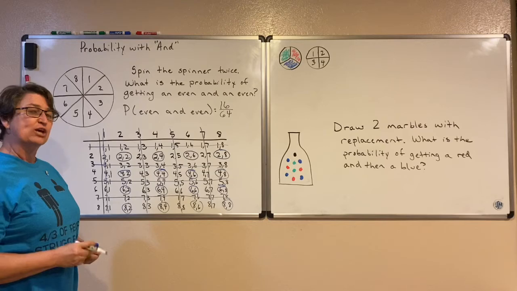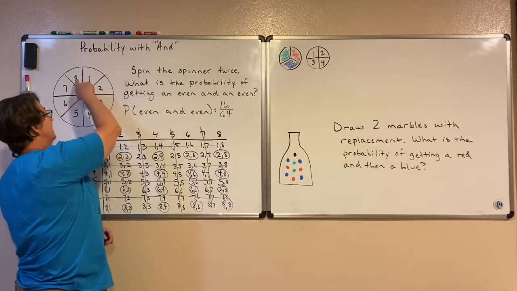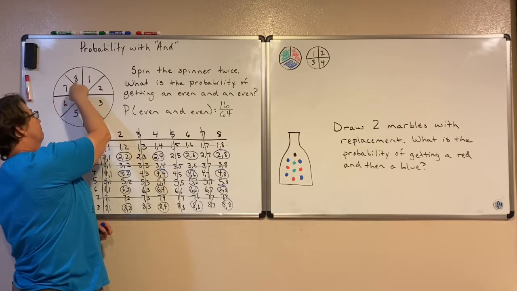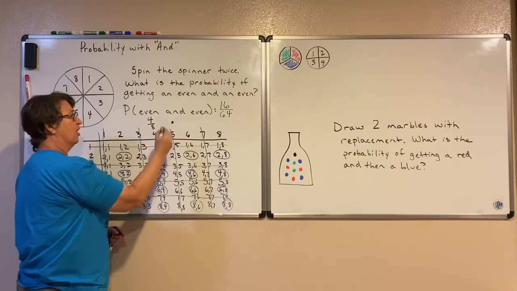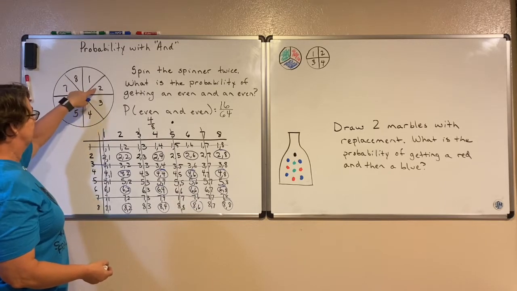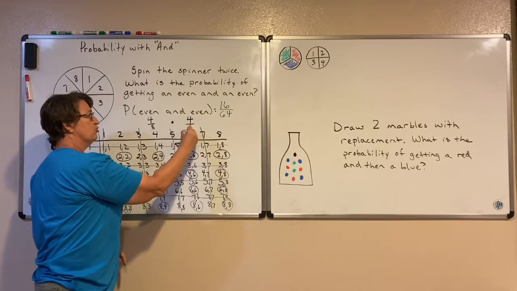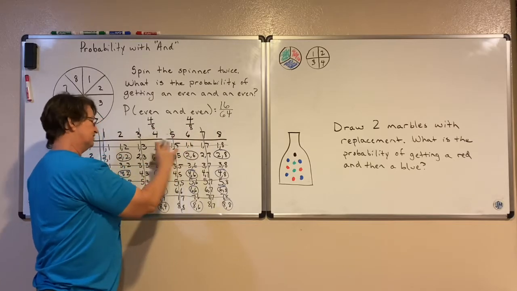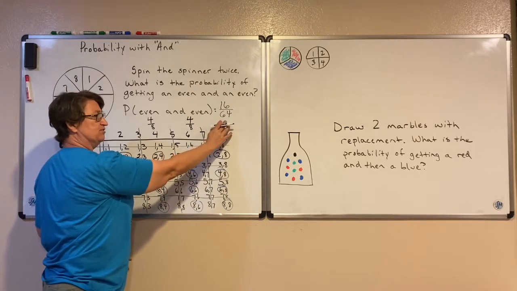Now, how did we really go about getting that probability? Well, the probability that we got an even on one spin was 1, 2, 3, 4 out of 8. And on the second spin, the probability that I get an even on that second spin is again 1, 2, 3, 4 out of 8. So notice what we did with these numbers. In order to get to the 64, I multiplied 8 times 8.